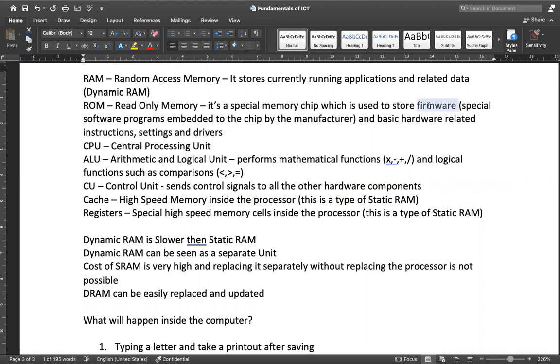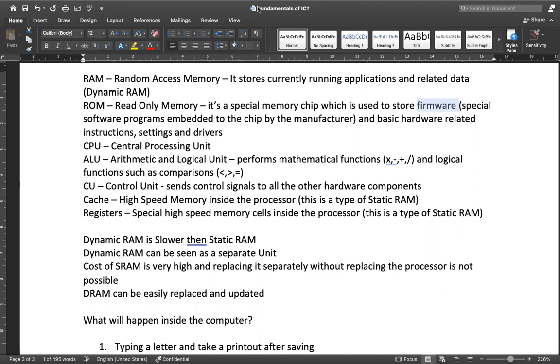Why is this software installed on this chip? Because that's how each hardware device recognizes the others. That's how the motherboard recognizes RAM. That's how the processor recognizes the motherboard. That's how the keyboard, the mouse and the VGA recognize the motherboard. RAM recognizes VGA and the monitor. Otherwise, hardware will not recognize each other. If you have two pen drives, one pen drive will not recognize the other.